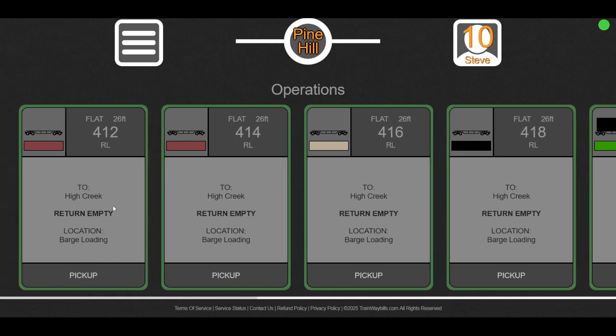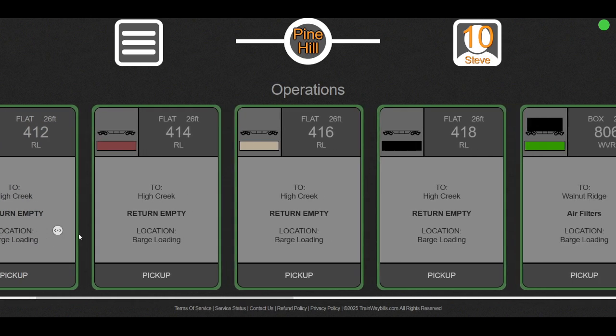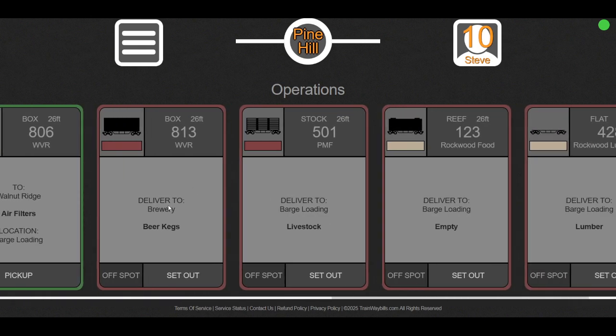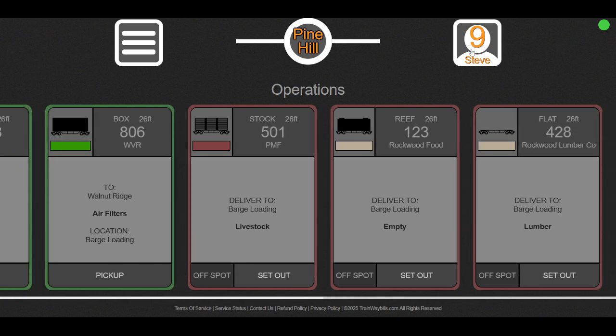Let's just have a quick look at our pickups again. Yeah, they're all barge loading, so we don't have to worry about anything else. Let's get rid of this brewery one first, because then that gets it out of the way. So we're going to push this boxcar 813 into the brewery track with some beer kegs. Once we've completed that, we can press set out. And as you see, our consist is now going down to 9.